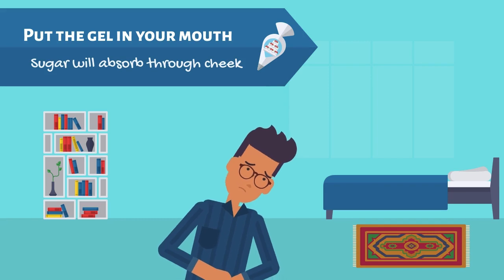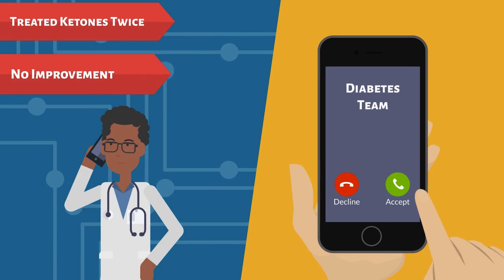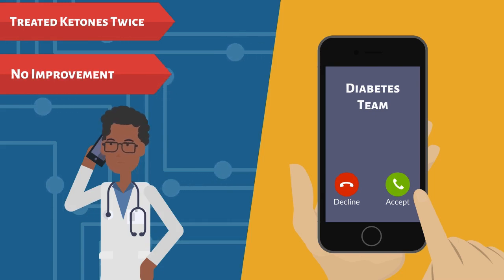Please call the diabetes team if you have treated for ketones twice and nothing has improved. Also call our team if you continue to vomit or you are unable to get your blood sugar above 240.